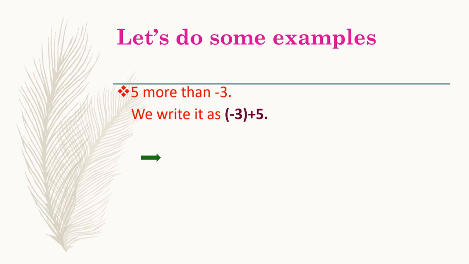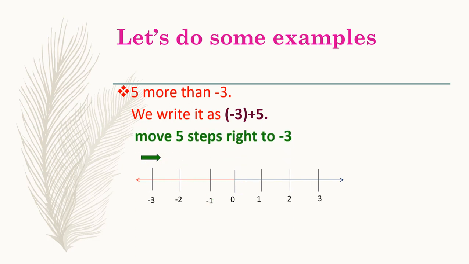First is 5 more than minus 3. So we will write it as minus 3 plus 5. Now here first we will reach minus 3, that is our starting point, and then we will move as we are adding plus 5, which means it is a positive integer. So we will move 5 steps right to minus 3. So it is 2. So our answer is 2.